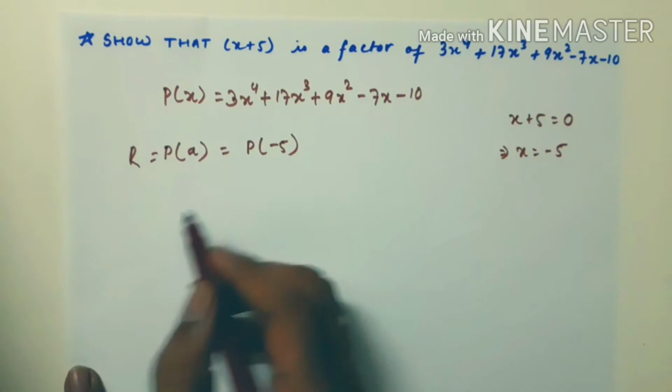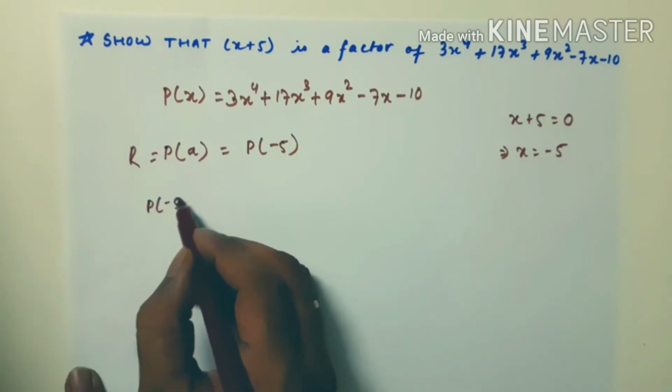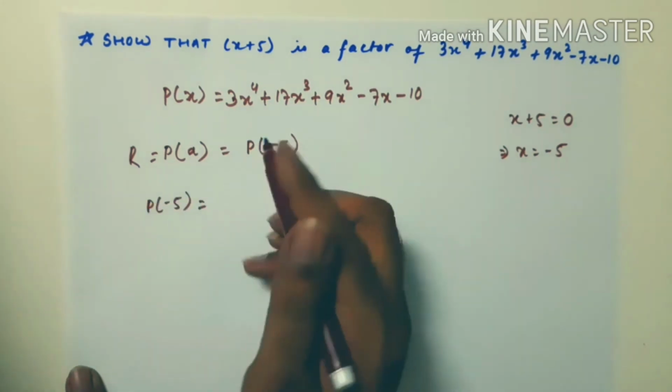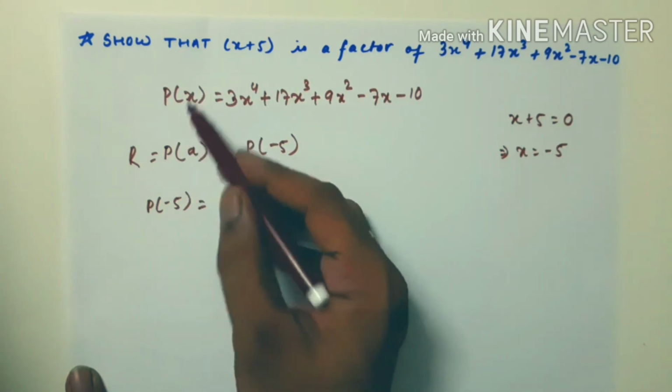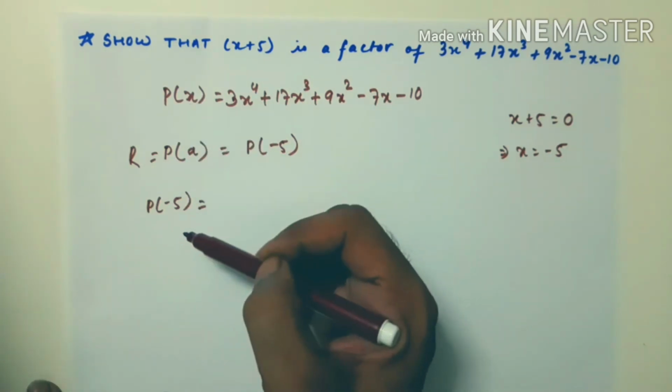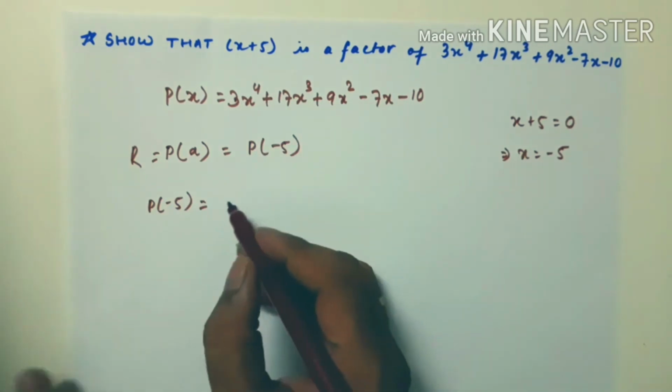After that, we have to find p of minus 5. Now let's see, p of minus 5. Wherever x is there, we have to put minus 5. You can see here, we just replace x by minus 5. Wherever x is there, we will put minus 5.